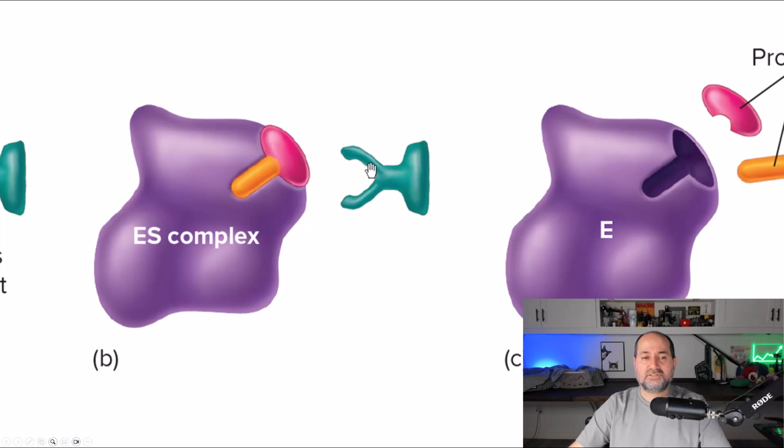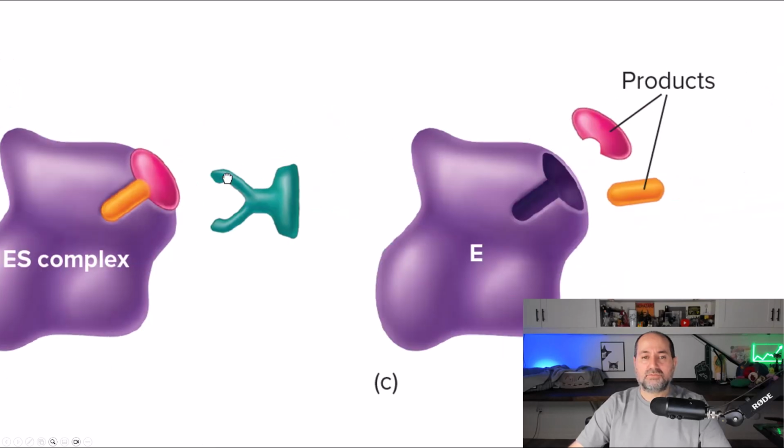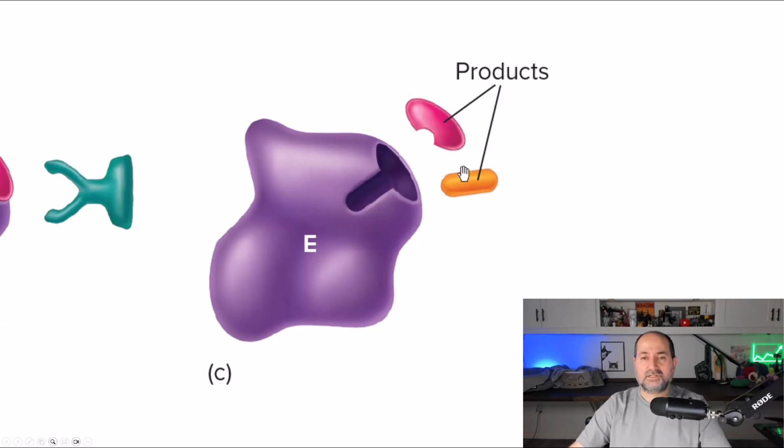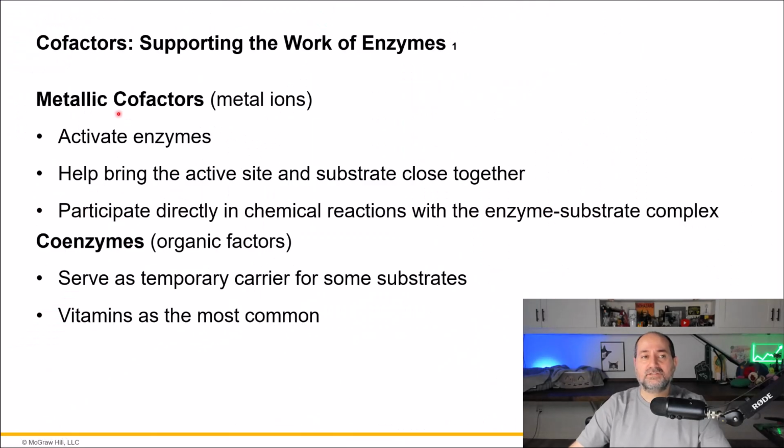When the substrate fits into the active site, remember what the enzyme does. It lowers the activation energy, which allows the substrate to be broken down. Usually that's what happens. The substrate gets broken down and then products are released just like that. And again, like I mentioned, some cofactors are inorganic. These are the metallic cofactors, or minerals they're called. These activate enzymes. And then there are the coenzymes. Remember, these are the organic cofactors. And vitamins are the most common type of coenzyme, or organic cofactor.